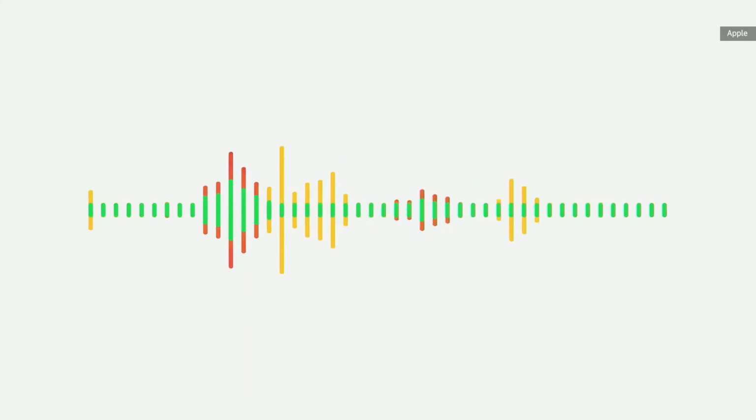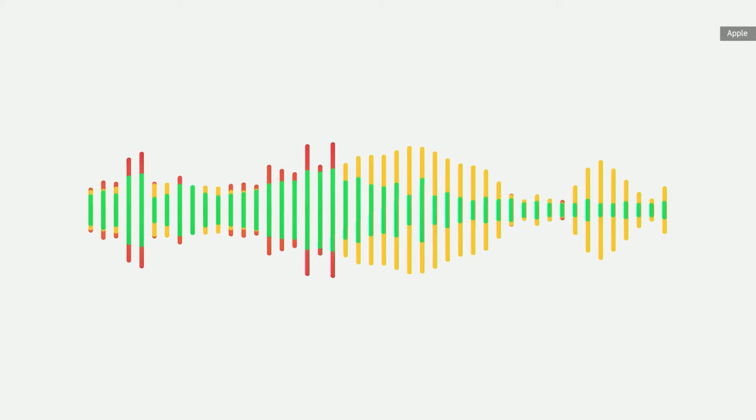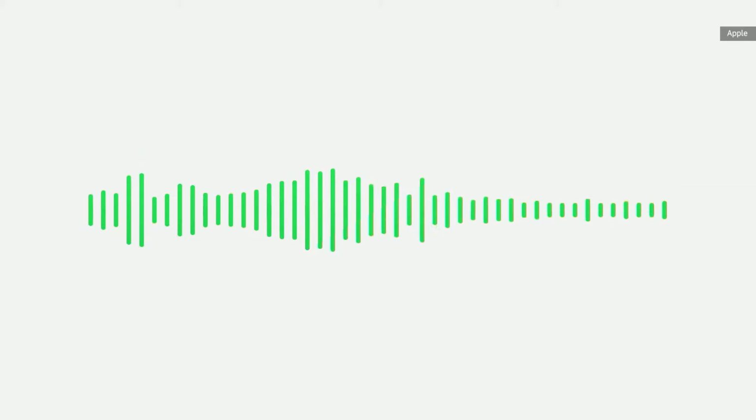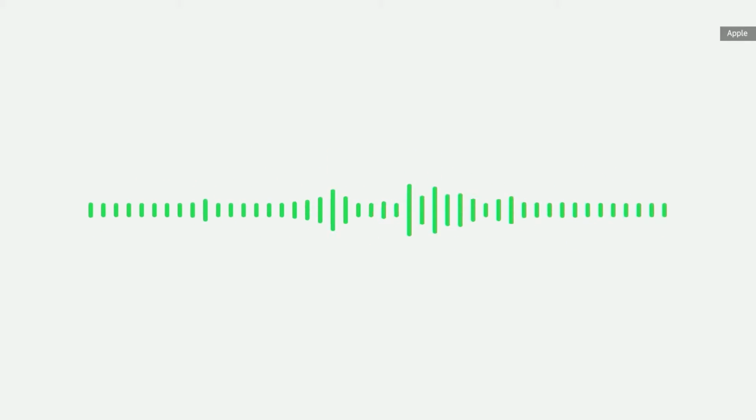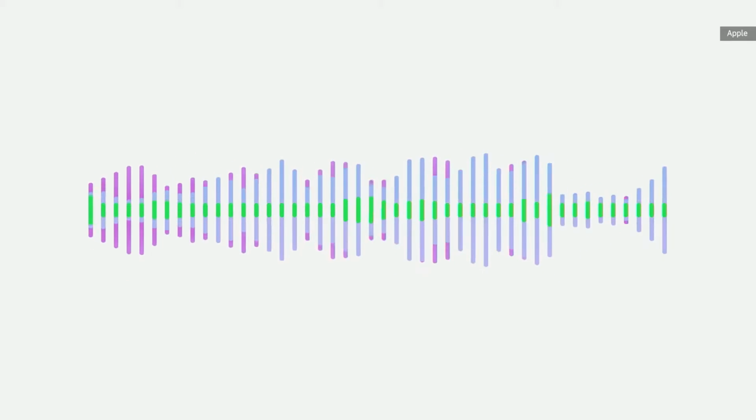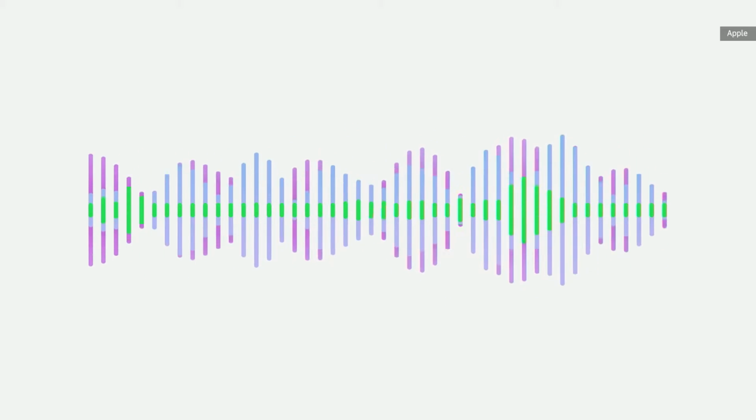When you're on a FaceTime call, your mic is picking up a cacophony of sound. So in voice isolation, machine learning distinguishes these sounds, blocks out the ambient noise, and prioritizes your voice. In wide spectrum, your mic picks up an entire symphony's worth of sound, your voice and everything around you.